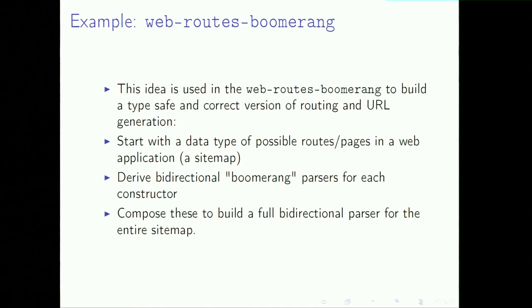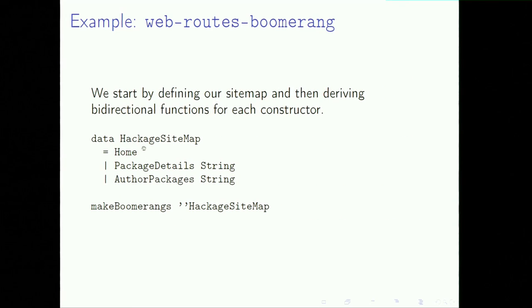strings. So to give you an example of this in action, I've got a basic sitemap here which represents a small version of Hackage. So our Hackage website has a homepage. We can find the details of a single package, and that's parameterized by a string, which is going to be the name of the package. And then we also have a route in our application, which is the list of packages that an author has made. So that ADT describes all possible routes in our site, and there's nothing specific about routing there.